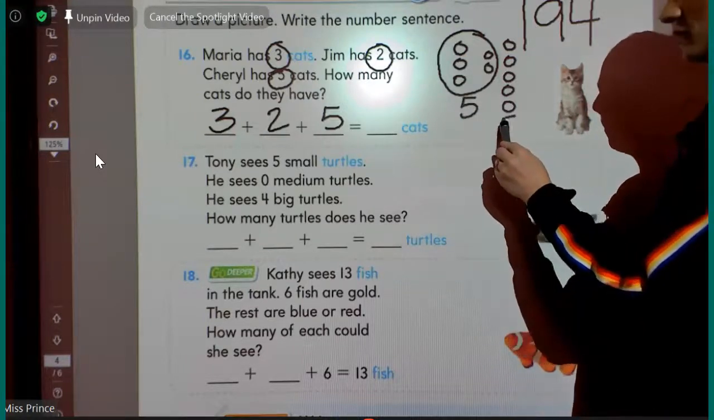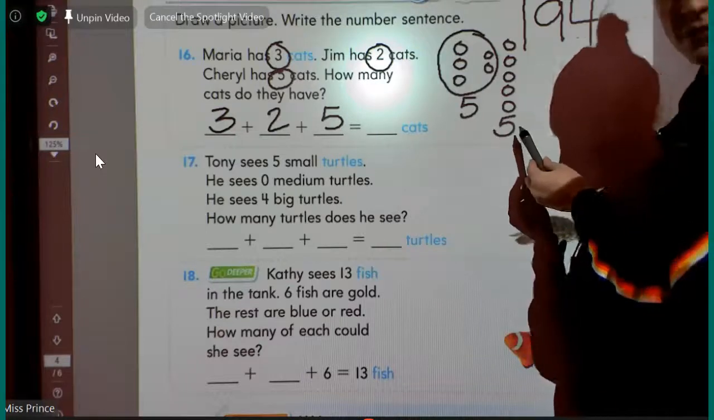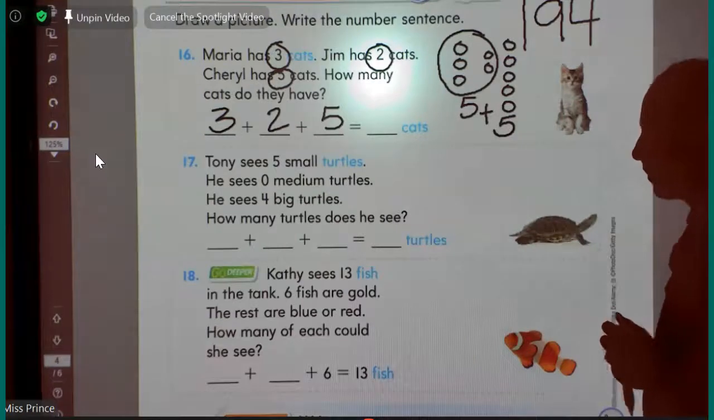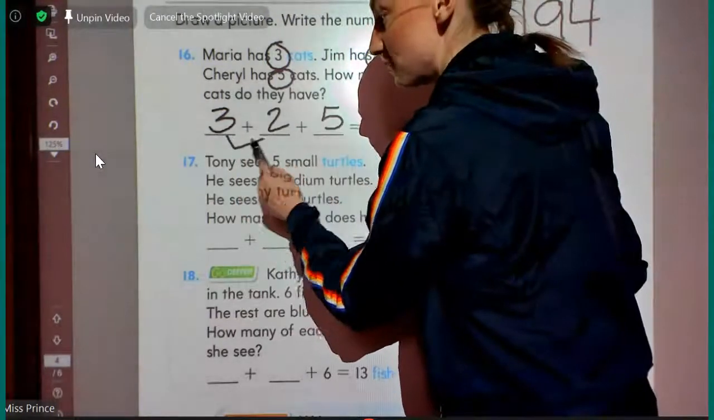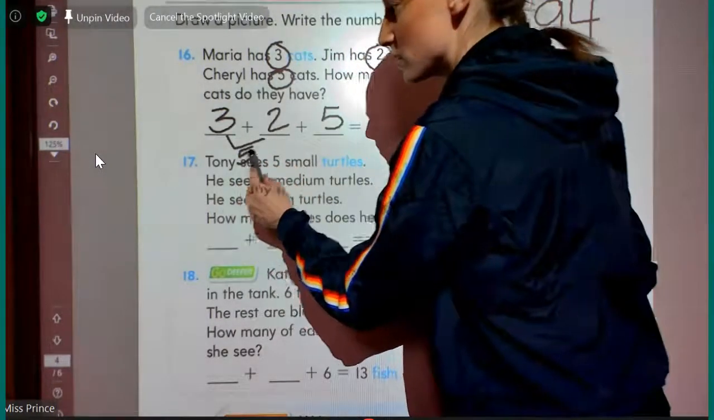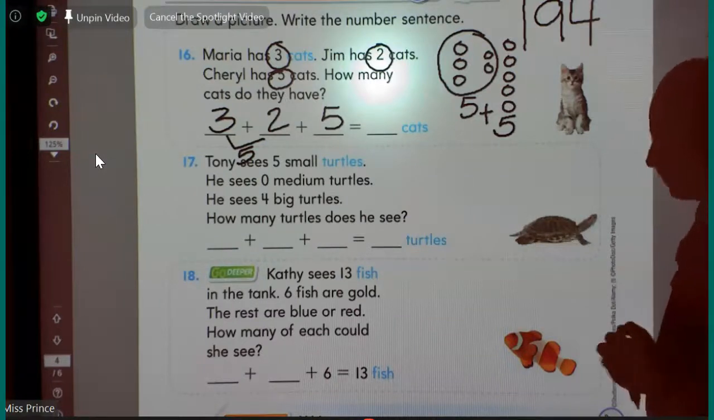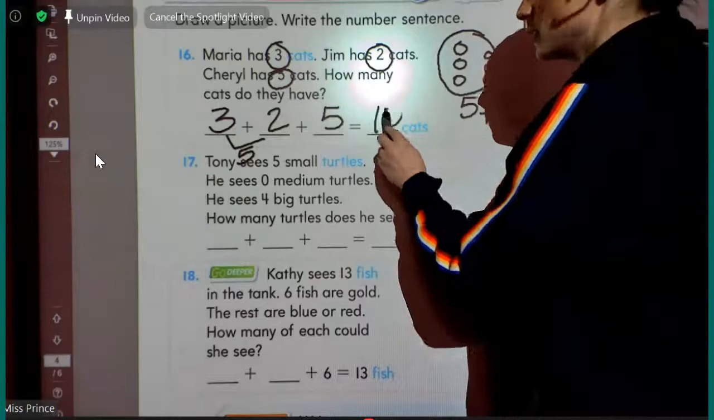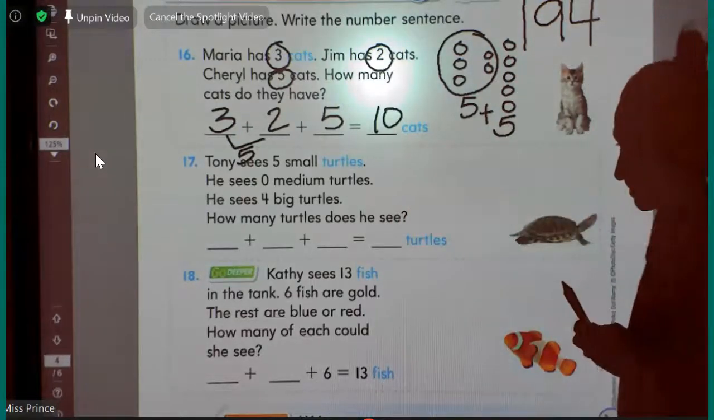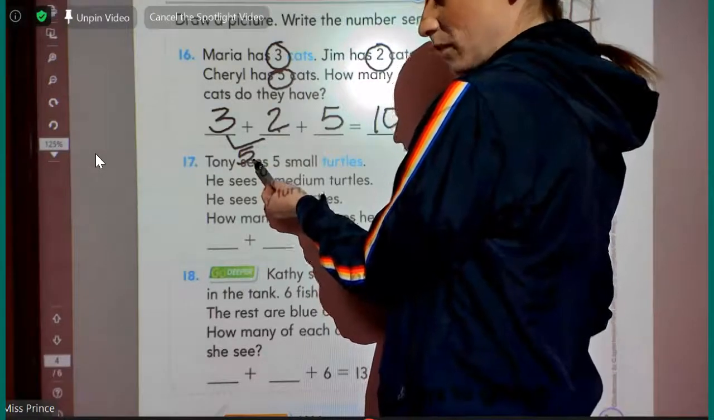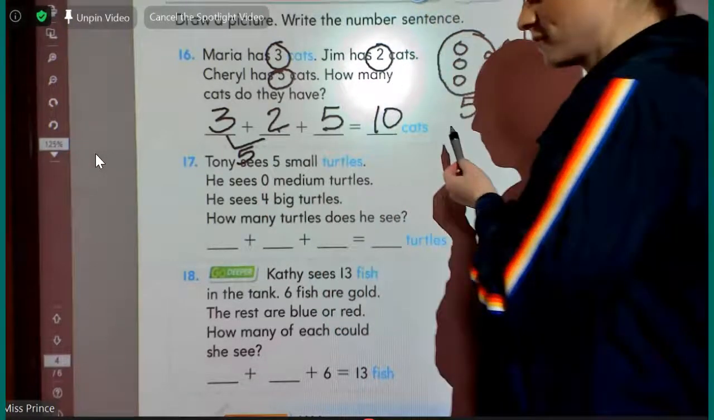And then this one's already 5. So all we have to do is add 5 plus 5. So Liam, do you know 5 plus 5? Easy, 10. Nice job. Easiest one in life. Yep, that one's the easiest one. So 3 plus 2 makes 5. Now all we have to do is say 5 plus 5.